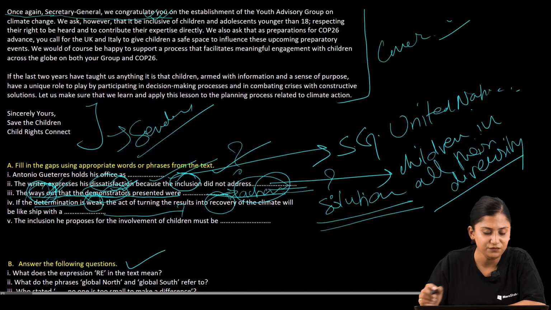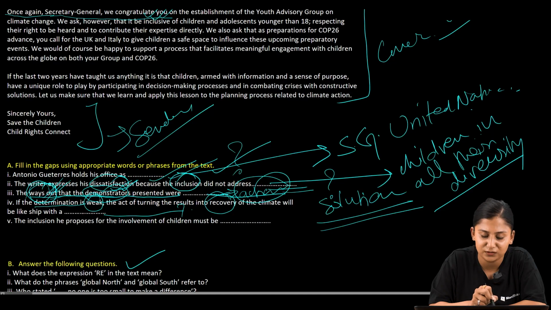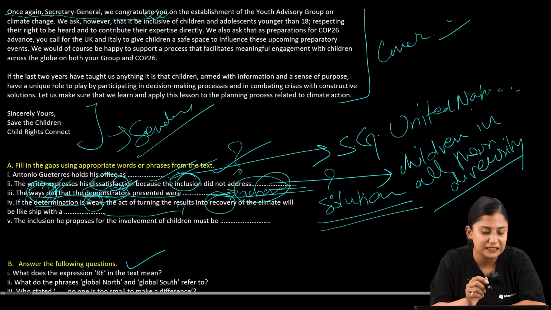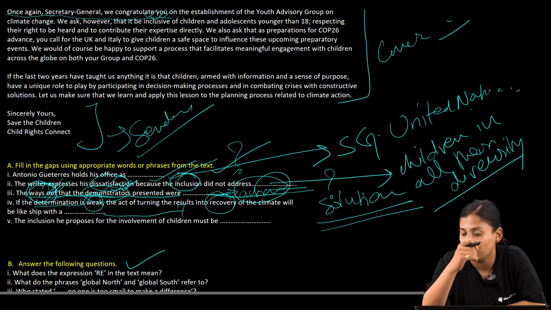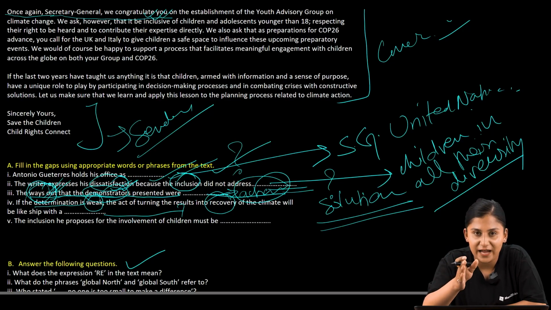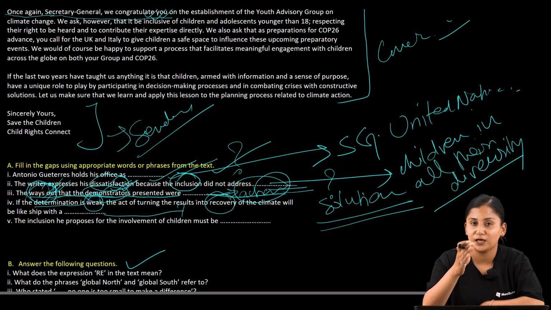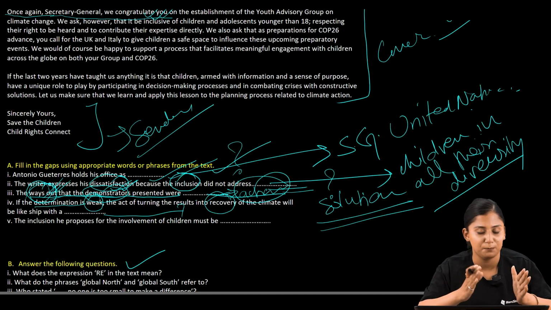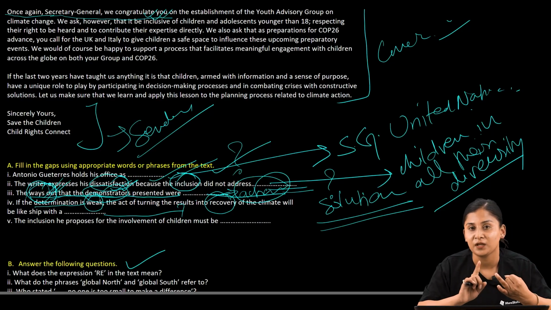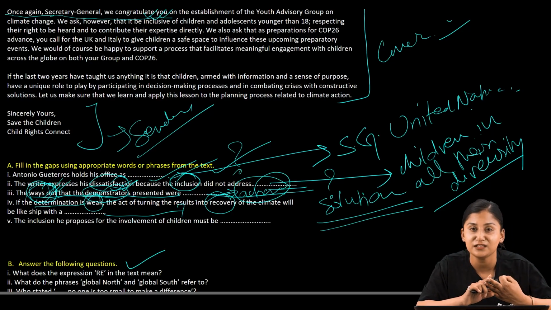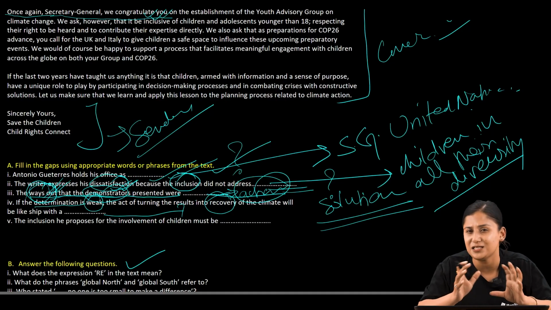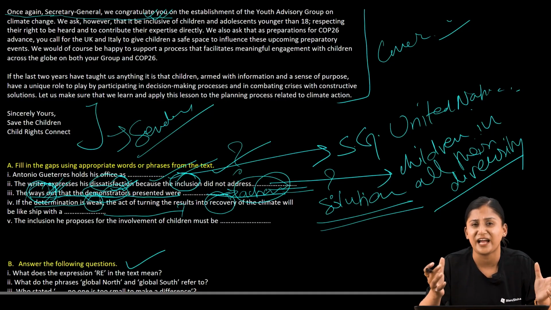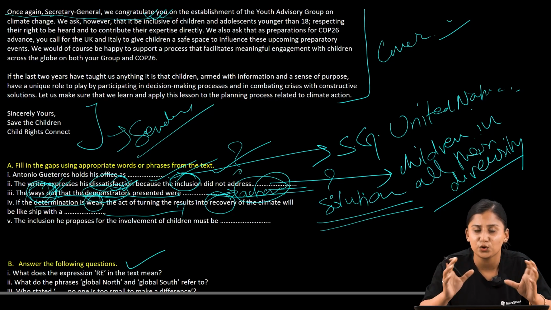So what is the question asking? If the determination is weak, the act of turning the results into recovery of the climate will be like sheep with a dash. So the question number 4 falls under a segment of inference. Whenever you are provided a question, the questions are divided into particular segments: literal comprehension, reorganization, inference, and evaluation. Literal comprehension and reorganization are the easier ones. You are just asked general ideas, like who, what, where sorts of questions.